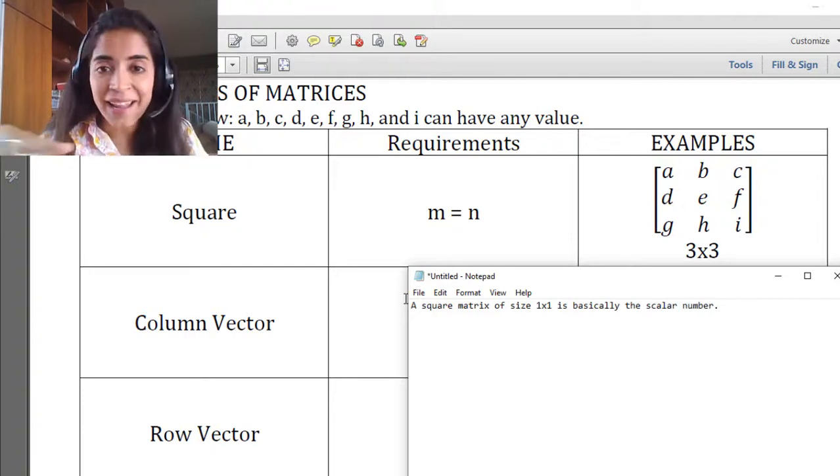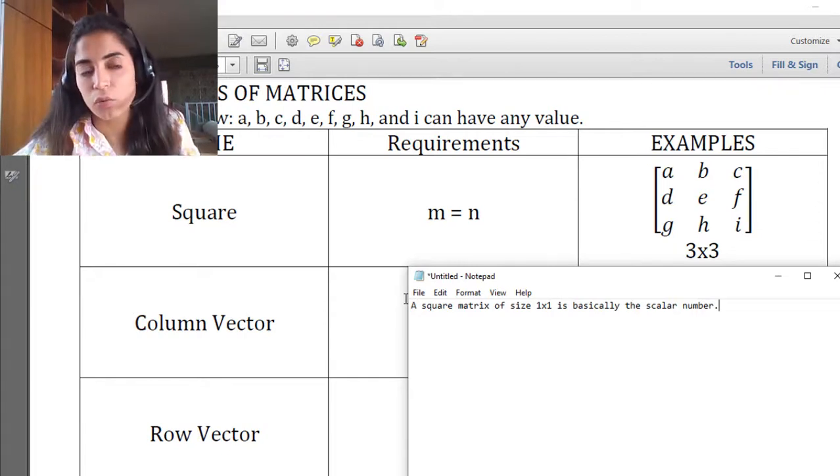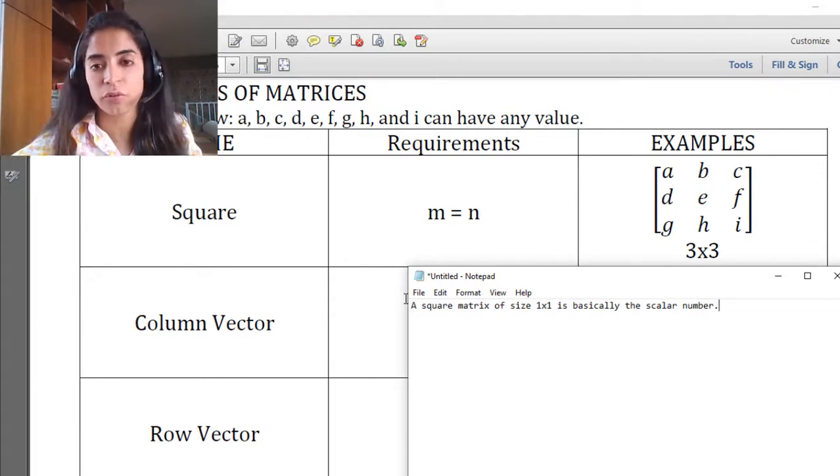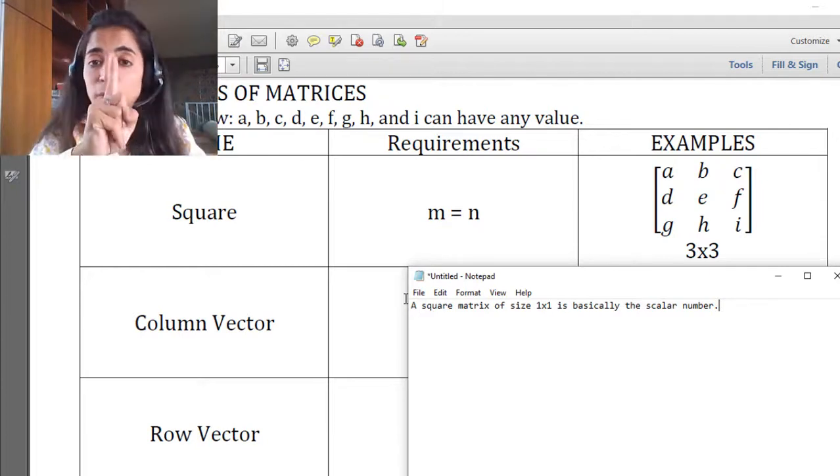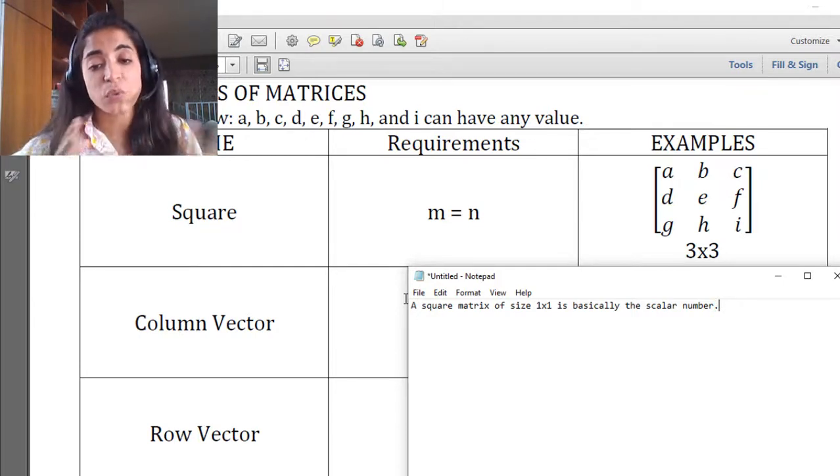Yes, any scalar number, which could be a negative number like -1 or -5 or -100 or 100. Any scalar number is basically a square matrix because it is in fact a collection of one number, one row, one column. So it is a 1 by 1 matrix, and this matrix is a square matrix. Okay, so a square matrix is basically a scalar number.